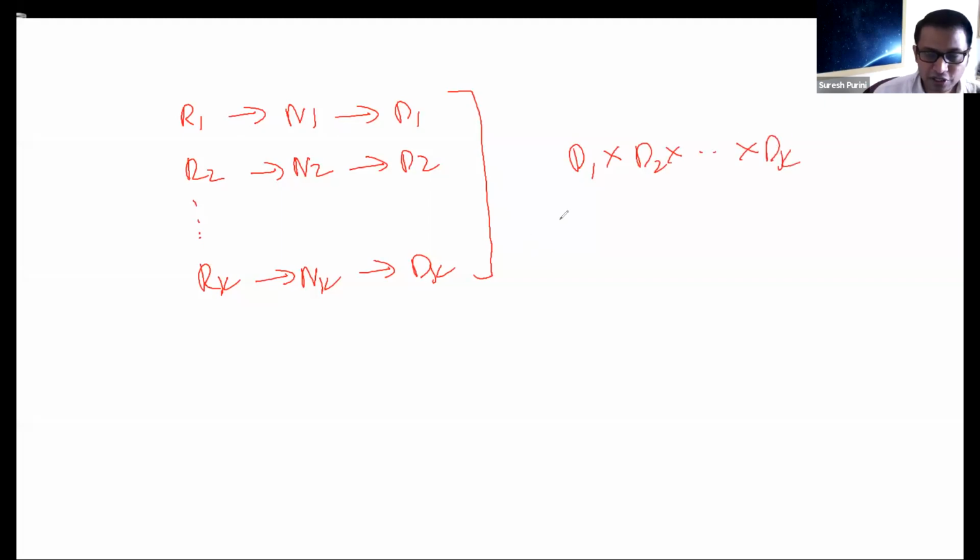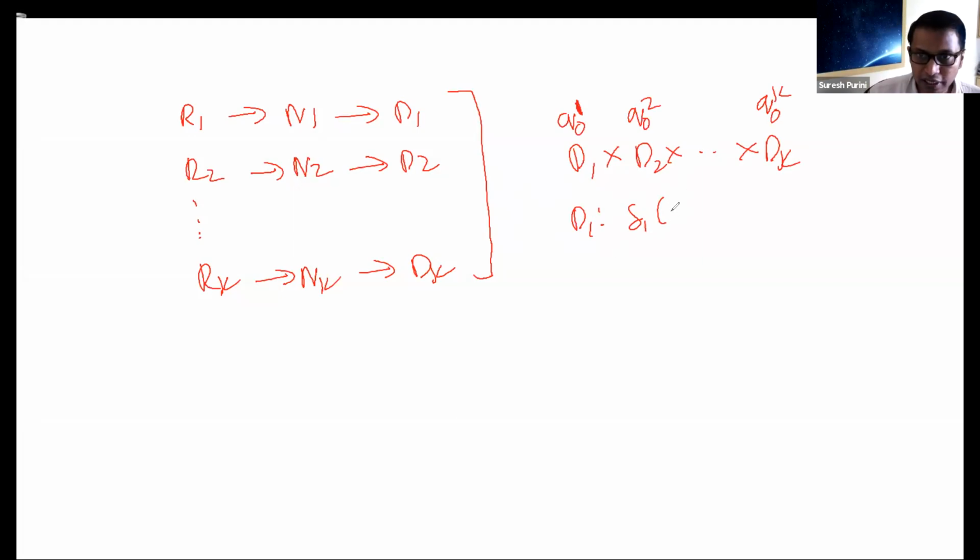How does the state transition function work? Let's use this notation: Q naught 1, where the superscript indicates the DFA number, Q naught 2, similarly Q naught K. These are the initial states in the DFAs D1 to DK.